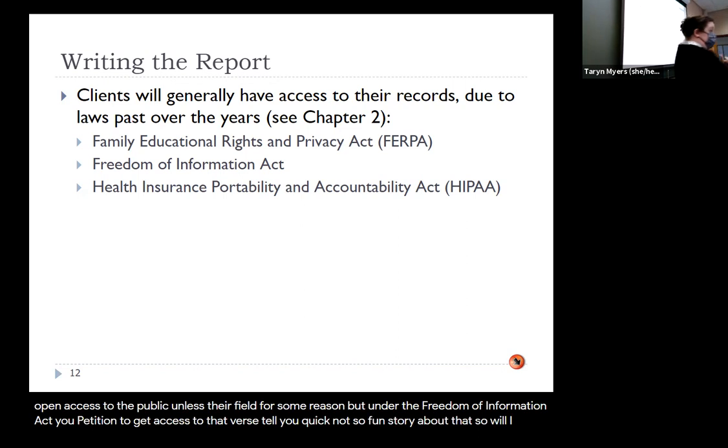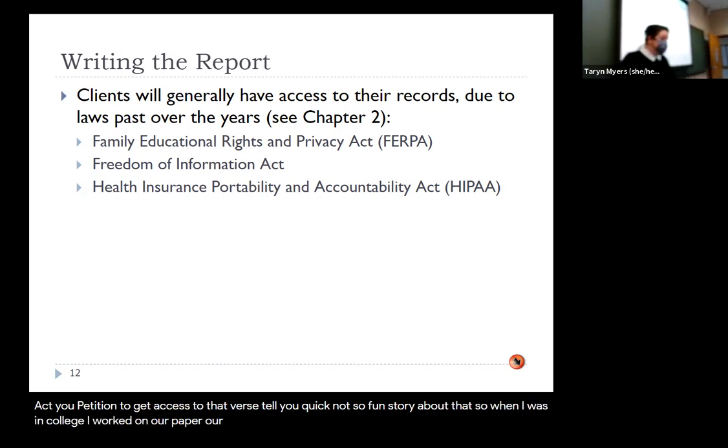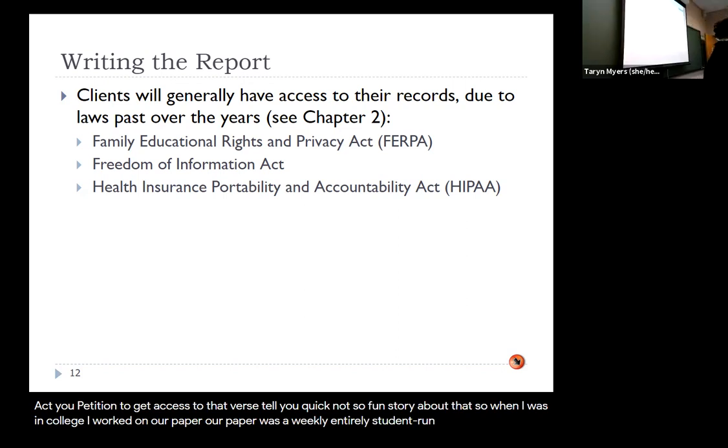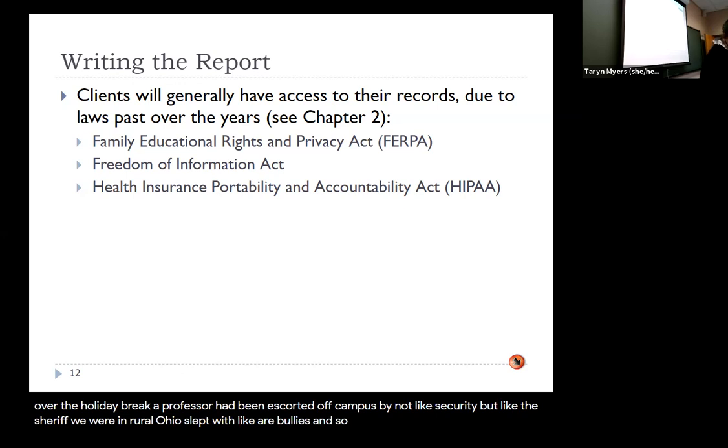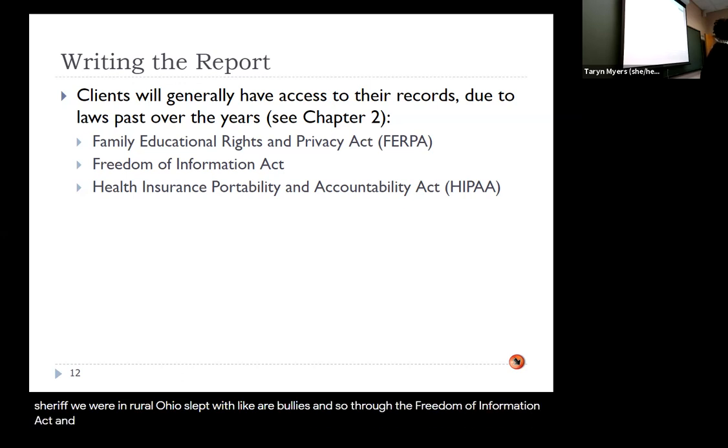So when I was in college, I worked on our paper. Our paper was a weekly, entirely student run. And we heard that over holiday break, a professor had been escorted off campus by not security, but the sheriff. We were in rural Ohio, so that was like our police. And so through the Freedom of Information Act, and actually Ohio had its own state one called the Sunshine Law, we got the report as to why this happened.